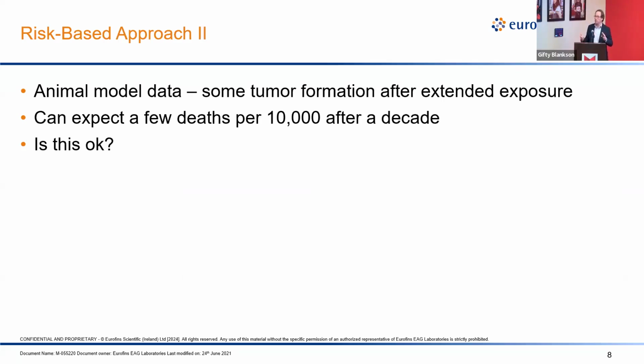So this next one, I'm going to describe a situation, and then I'll give you 2 device options, and we'll just kind of see how this goes. So I'm going to tell you about this device. We have some animal model data, and we see that there's some tumor formation after extended exposure. We do a bunch of work looking into it, looking at all details, look at the literature, talk to a bunch of toxicologists, right? Consult the Magic 8 Ball. We expect a few deaths per 10,000 after a decade of exposure. Okay. Is this okay?